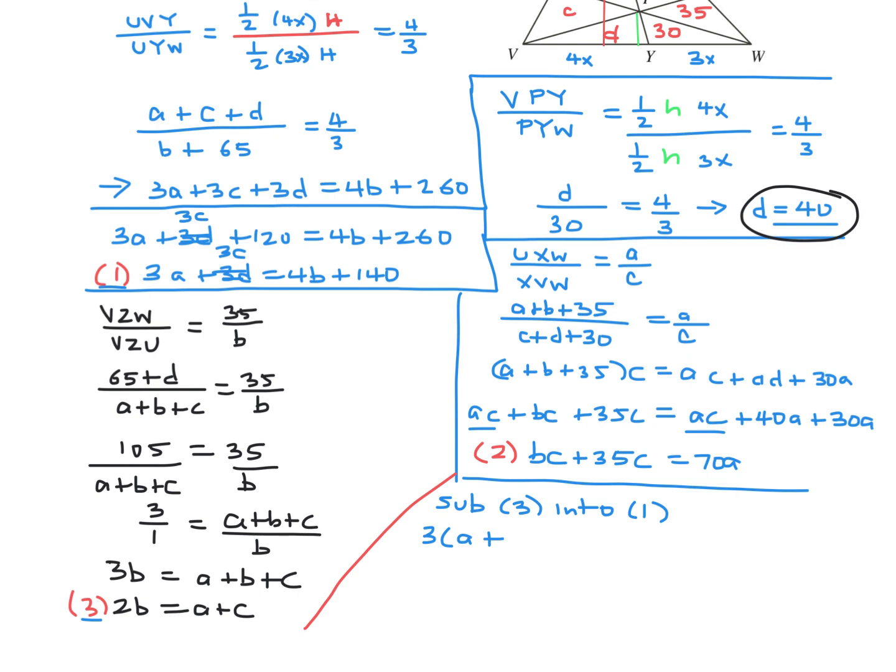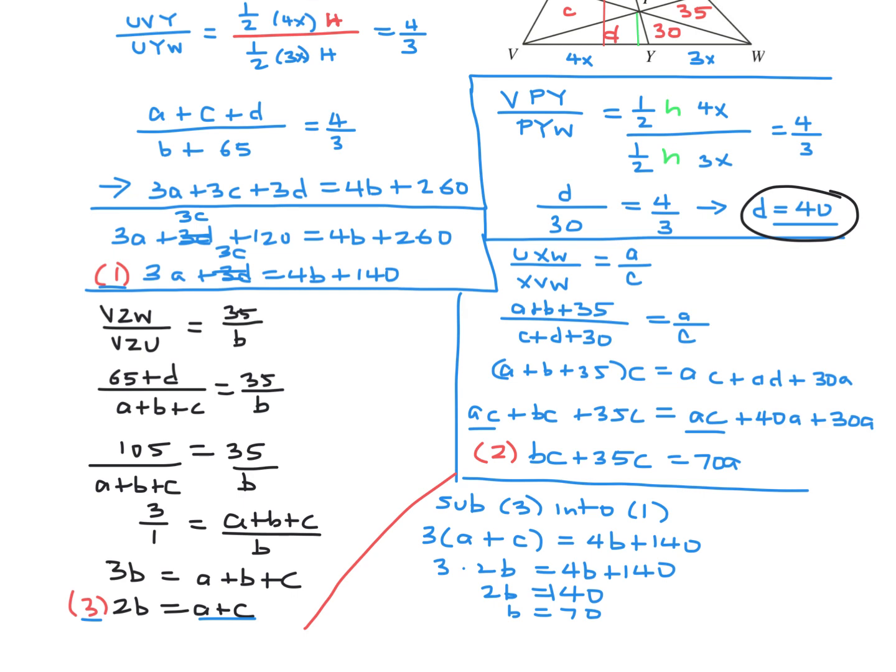So that's 3C, so this is going to be 3A plus C, and that's going to be 4B plus 140. So A plus C is equal to 2B, so this is 3 times 2B is equal to 4B plus 140, and therefore that becomes 6B. If you subtract 4B, you get 2B is 140, so therefore B is equal to 70. Great. All right, so we got something.